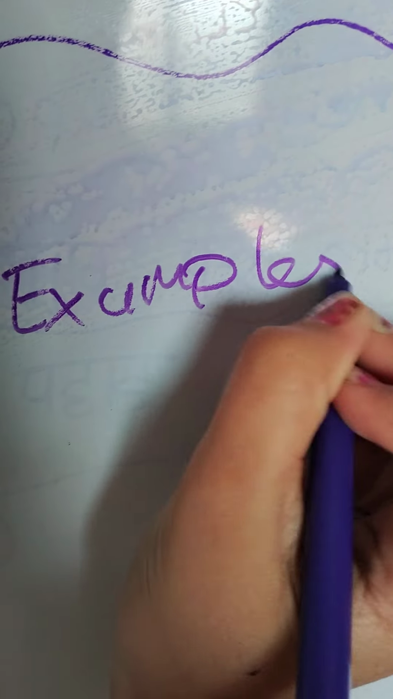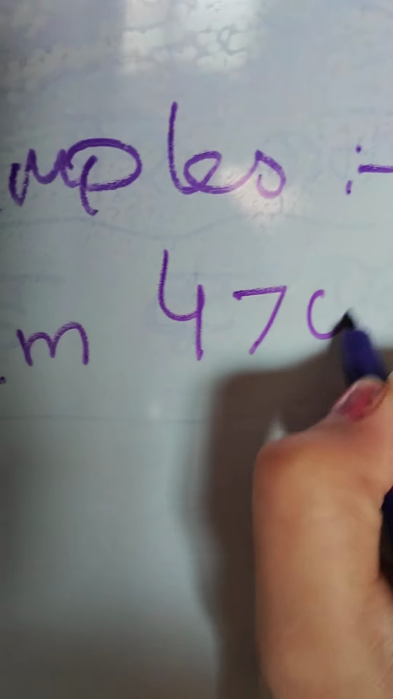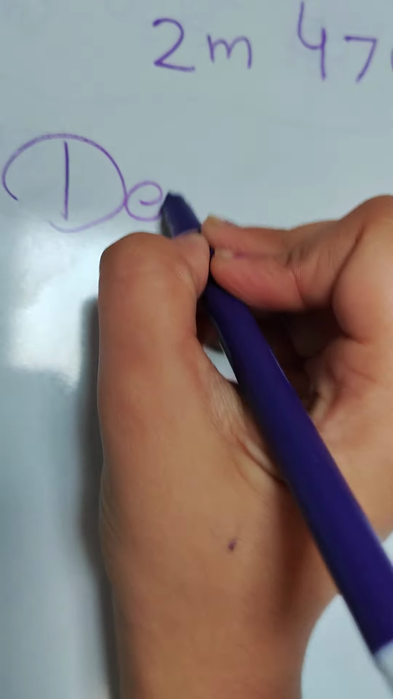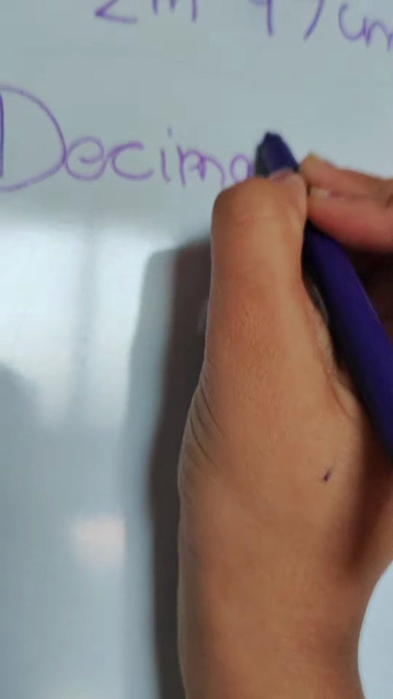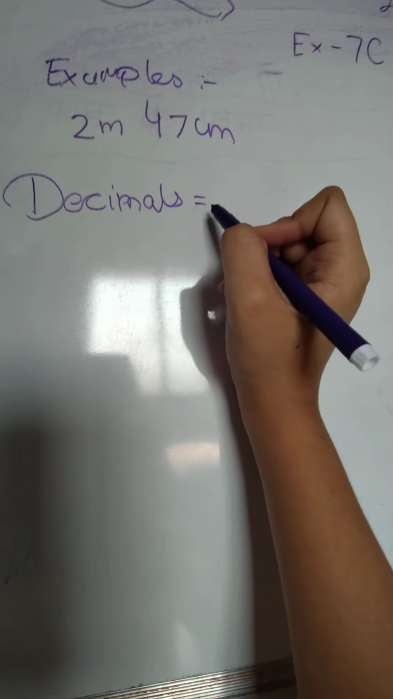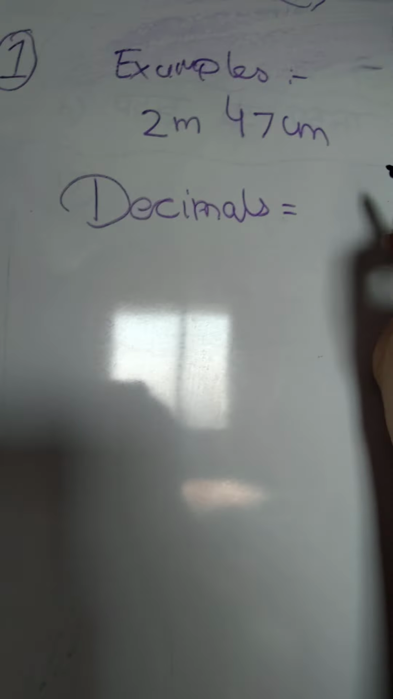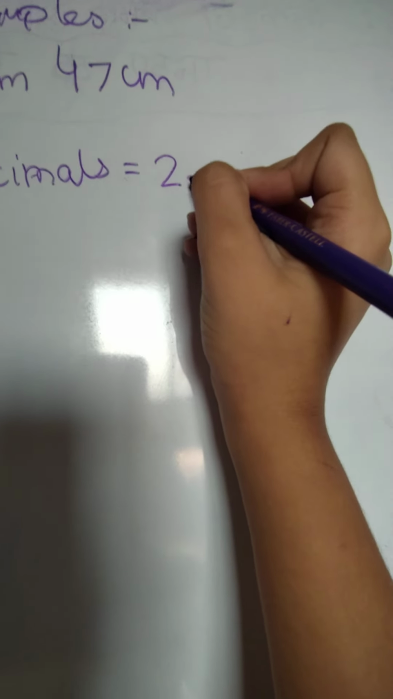First question is express in decimals, but let me show. This is an explanation, examples. If I have 2 meters 47 centimeters, I have to convert and write this in decimal. So how will you write it? Just see. I have to write this in decimals. So first 2 as it is, point as it is.